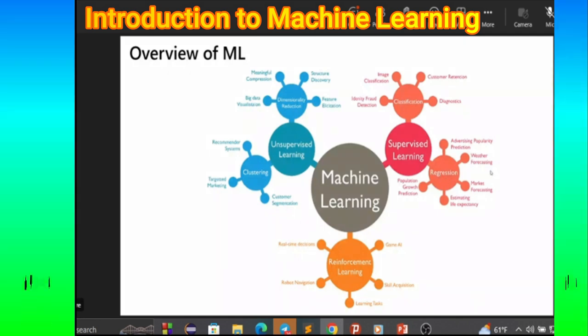Regression is mostly used for forecasting and prediction, depending upon the type of environment and domain that you're planning to use the technology in. You can utilize any of these machine learning models. In any case, to summarize this slide, we have three types of machine learning approach: unsupervised learning, supervised learning, and reinforcement learning.